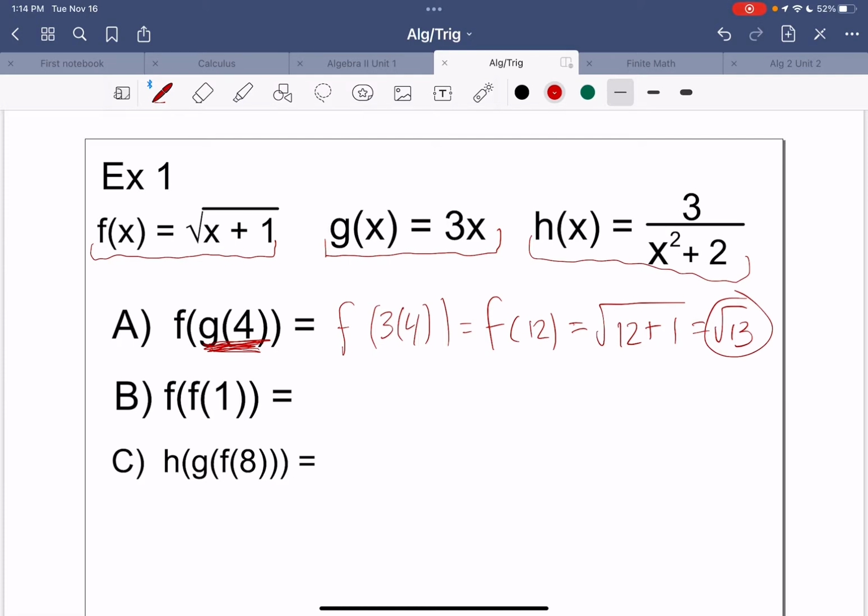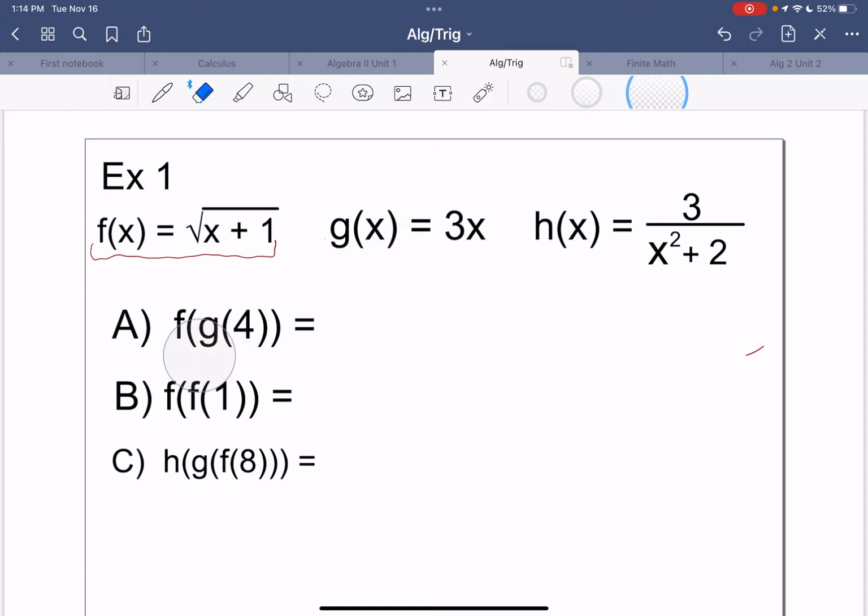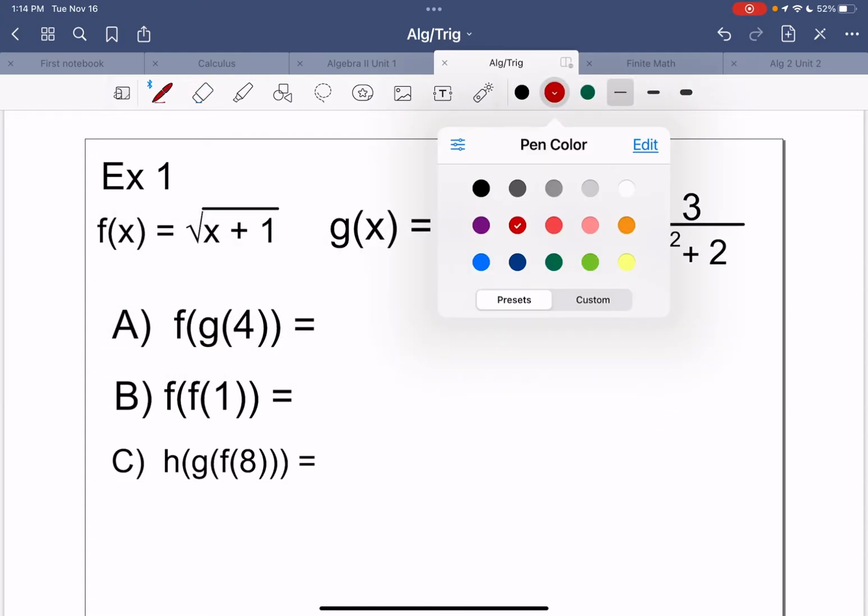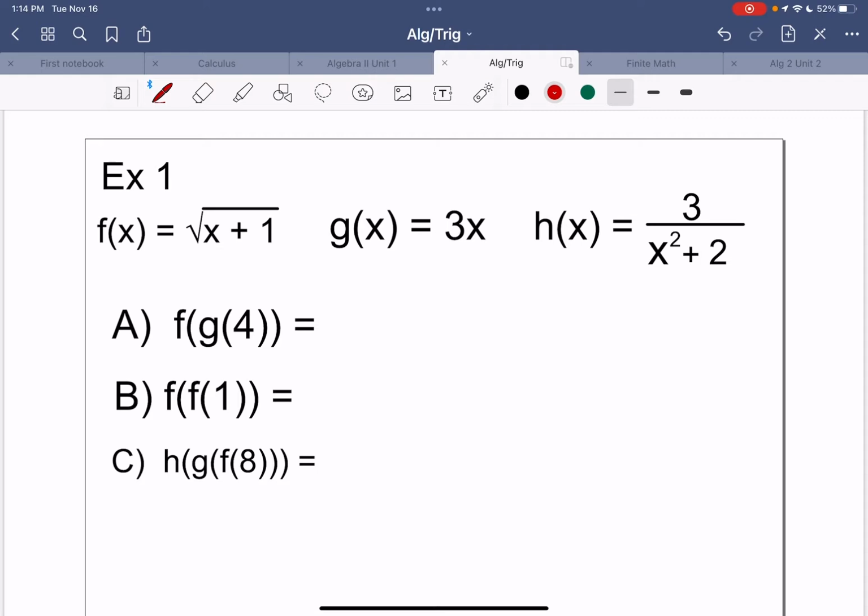So there it is. Let me erase here. All right. So let's talk about that again. We took 4 and put it into the G function, because that's what it says to do, G of 4. G of 4 is 12, so now I'm doing F of 12, put 12 into the F function, which would be 12 plus 1, that's X, square root of 13.